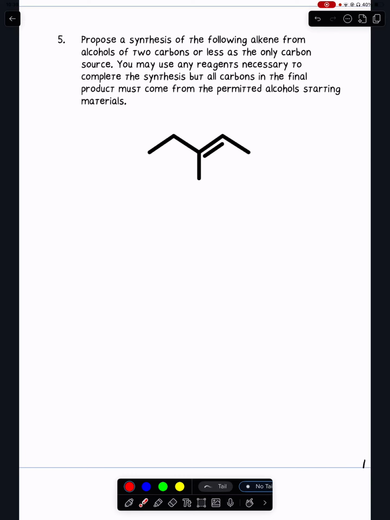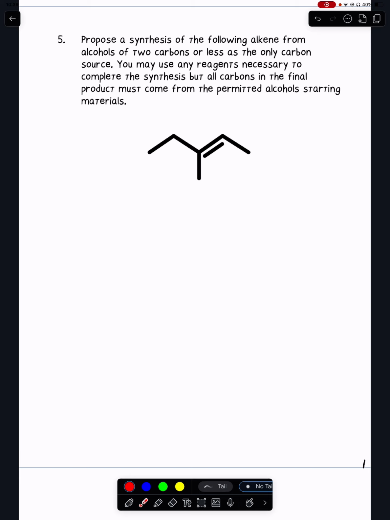In this question, I'm asking you to propose a synthesis of the following alkene molecule, starting from only alcohols of 2 carbons or less. Pretty much means you can use ethanol or methanol. They're your only carbon sources, which just means all of the carbons in this final product must have come from those alcohols of 2 carbons or less. You can use any other reagents necessary to complete this synthesis, but all carbons must come from those permitted alcohols.